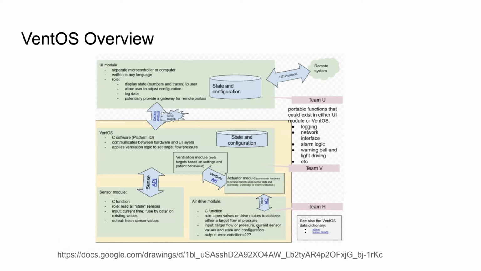The idea of VentOS is that it could be used with different air drives. If you have a blower motor, valves, bellows, or whatever, you can have different drivers and use those. The same goes for different setups of sensors, which allows it to be quite robust in terms of supply chain constraints and things like that that we've been experiencing.